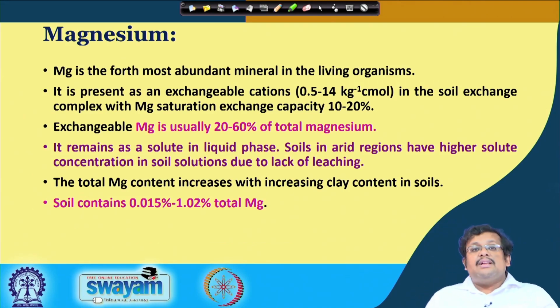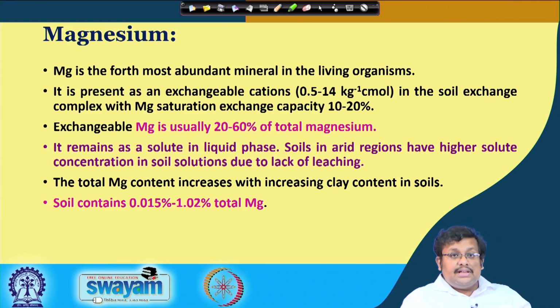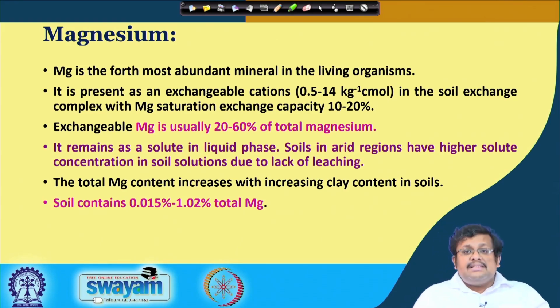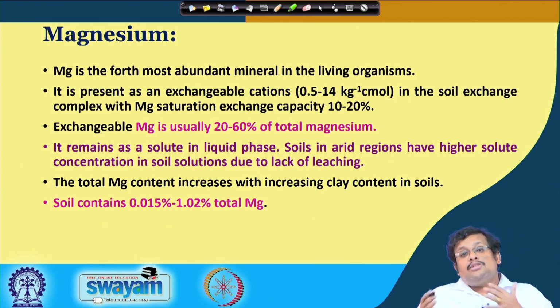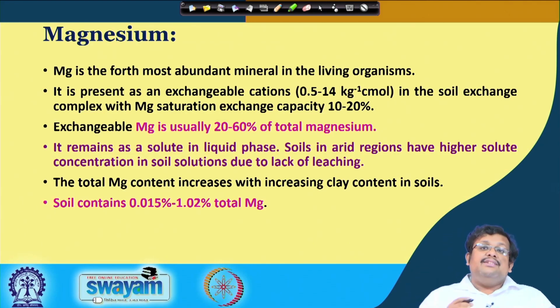Now, let us talk about magnesium. Magnesium is the fourth most abundant mineral in living organisms, and it is present in the exchangeable cations from 0.5 to 14 kg per centimole in the soil exchange complex, with magnesium saturation of the exchange capacity from 10 to 20%, and exchangeable magnesium usually 20 to 60% of the total magnesium. So, it remains as a solute in liquid phase, and soils in arid regions have higher solute concentration due to the lack of leaching.